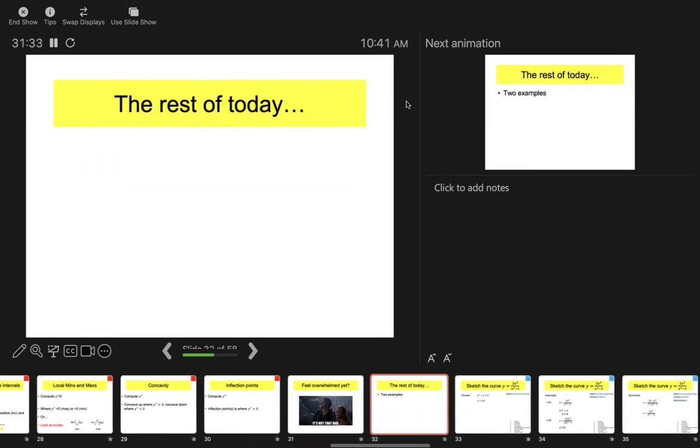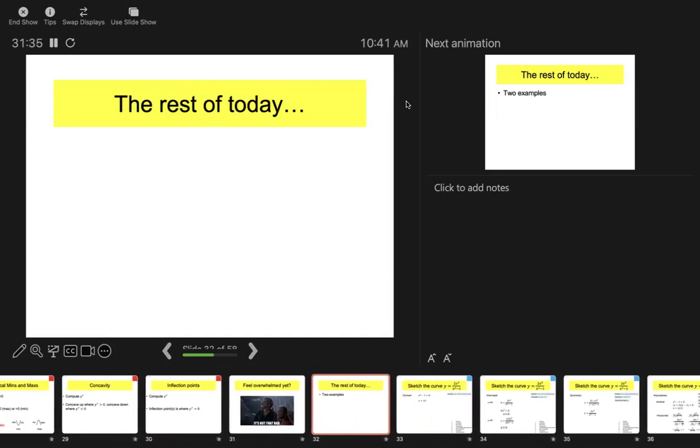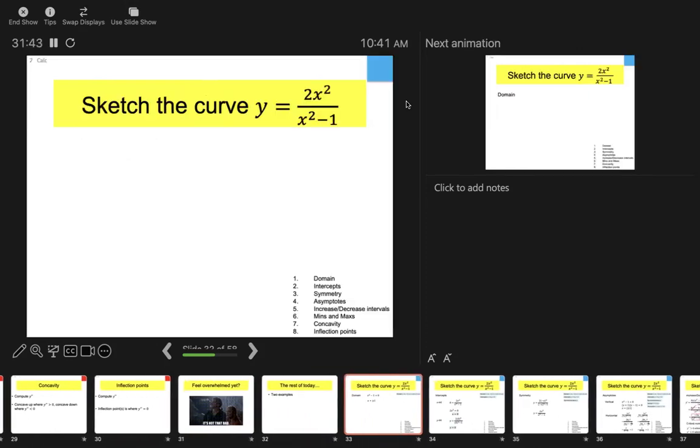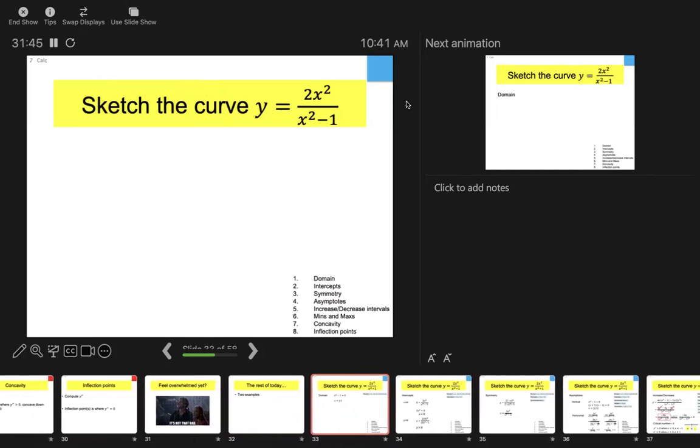Okay. So for the rest of the day, we're only going to do 2 problems, and we got, I don't know, 20 minutes left. It's going to take us 10 minutes per problem to get them done. All right, 2 examples. So here are my 8 things I need to do. We're going to do one thing at a time.